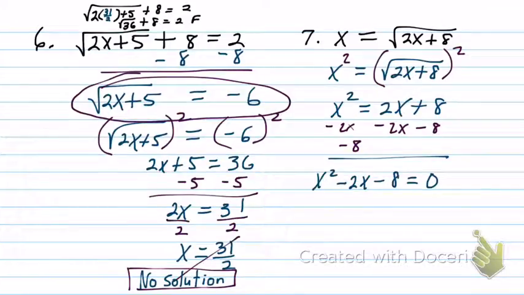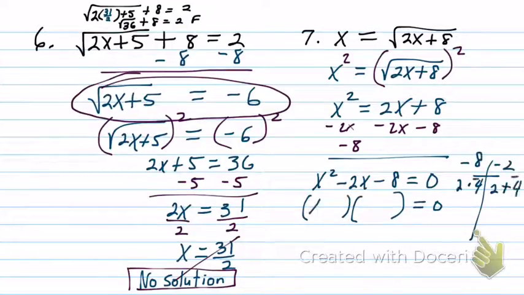So this is a quadratic equation, and we can solve this by factoring. So we need two numbers that multiply to negative 8 and add to negative 2. And that would be 2 and negative 4. So notice because this is a 1x squared, we can just plug those numbers in.